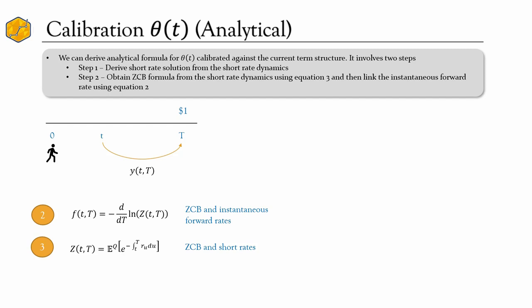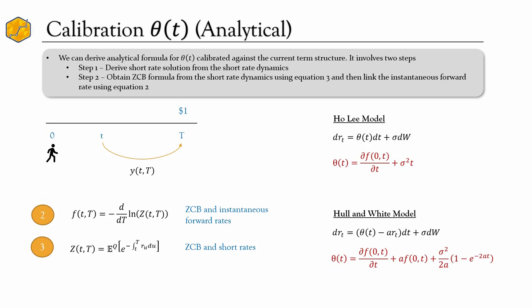So here are the analytical results for the Ho-Lee model and the Hull and White model. This is the time varying theta calibrated to today's term structure. Basically, small t is equal to 0 here, and capital T is replaced by small t, okay? Why do we need two parameters? We don't, because we are calibrating theta t right now. So small t becomes 0, and capital T is just small t.